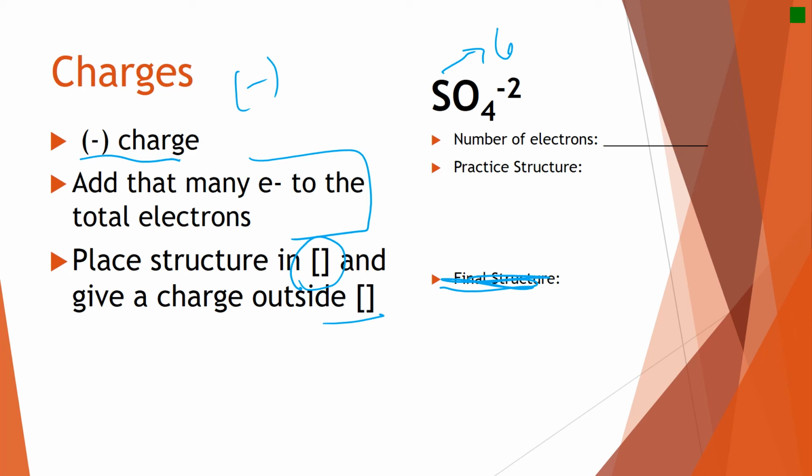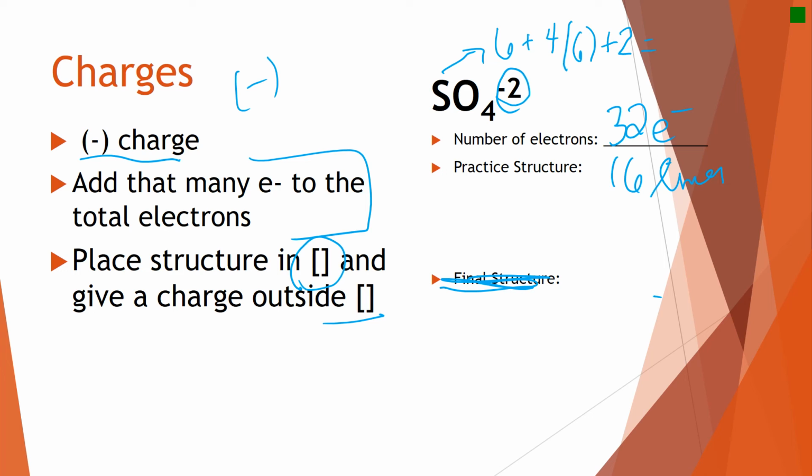So S has 6, and then oxygen has 6. We have 4 oxygens. But now I have to deal with that -2. Because it's negative, that means I gained 2 electrons, so I'm actually going to add 2 electrons. So when I add up my 6 for my sulfur, my 6 from each oxygen, which I have 4 of, and then my 2 extra electrons that I gained from somewhere, I get a total of 32 electrons, which means that I have 16 lines I can draw.